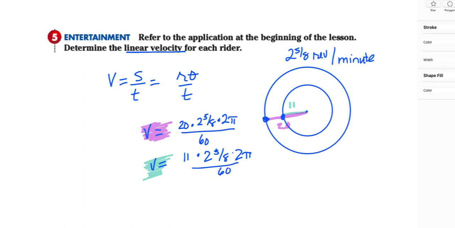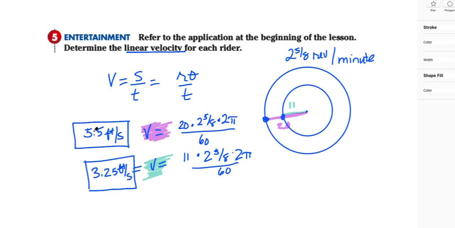With our calculator, for the person sitting 20 feet away from the center, we get 5.5 feet, and for the person sitting 11 feet from the center, we get 3.25 feet. Make sense? Hopefully that makes sense. All right, let me see if I can change that color because that color was a little bit off.